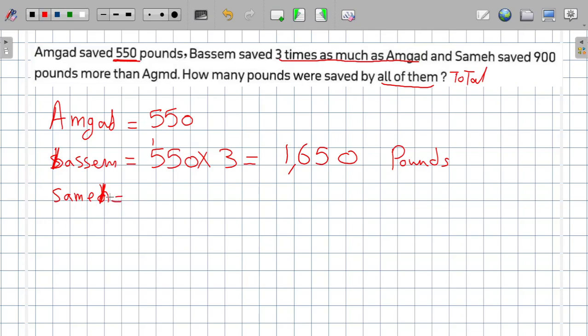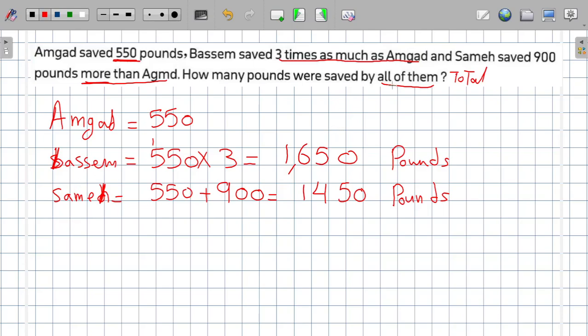Okay, so the third one here is Sameh. Sameh saved 900 pounds more than Amgad. So Amgad here has 550 pounds and Sameh has 900 pounds more. So I will add 550 to 900. So it will be 1,450 pounds. So this is the money that is with the third person, Sameh.